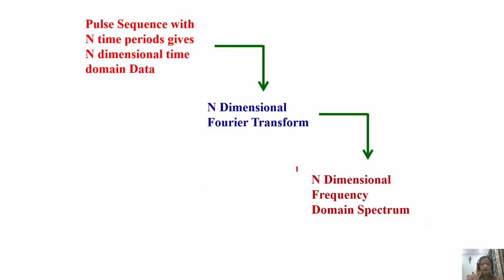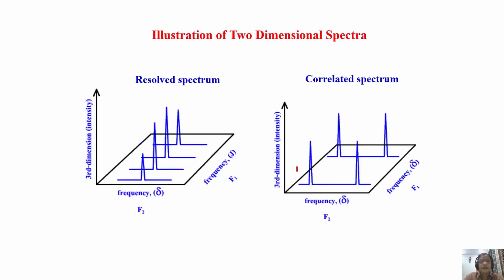Now, this is the logic. A pulse sequence with n time periods gives n-dimensional time domain data. You do an n-dimensional Fourier transform, you get an n-dimensional frequency spectrum. This is called n-dimensional NMR. You understand? A pulse sequence with n time periods gives n-dimensional time domain data. With the n-dimensional Fourier transform, you get an n-dimensional frequency spectrum. It is called ND NMR.